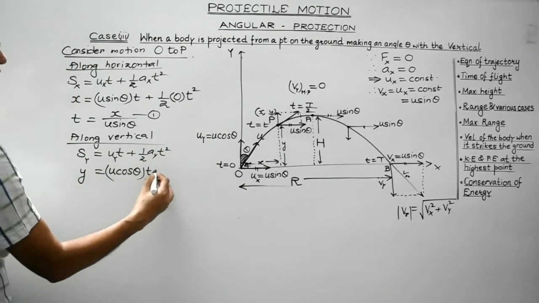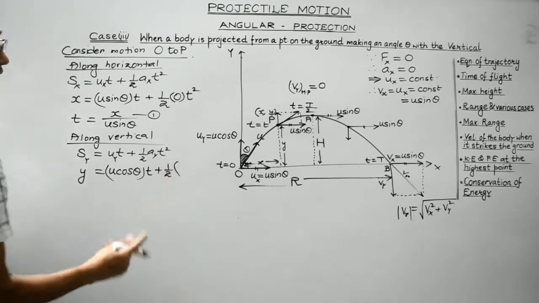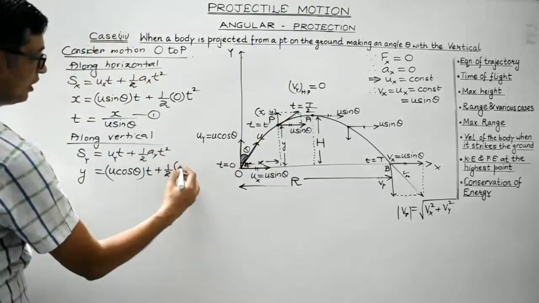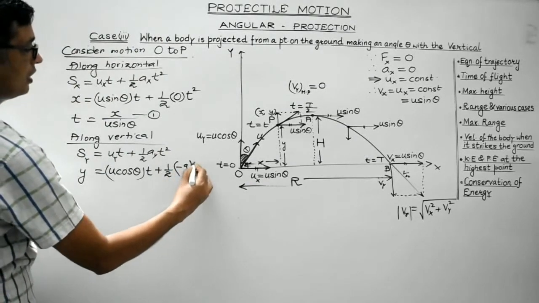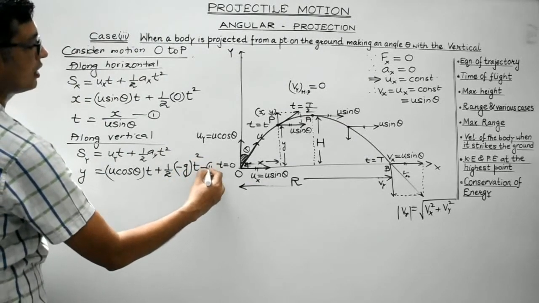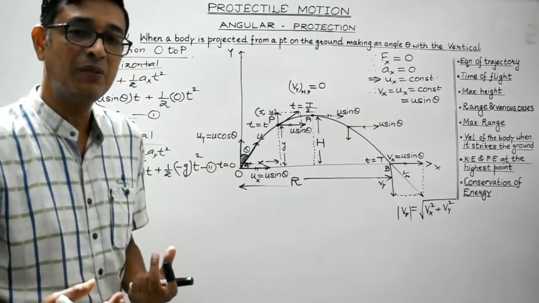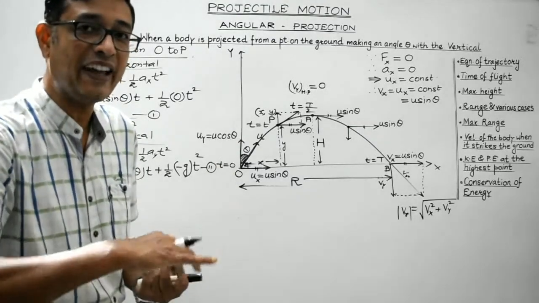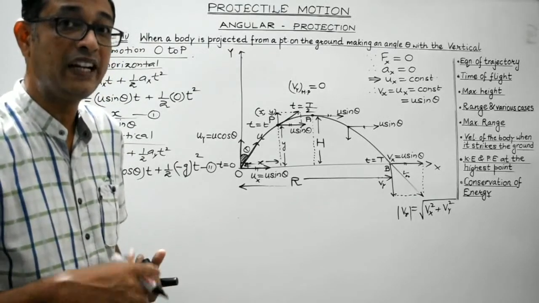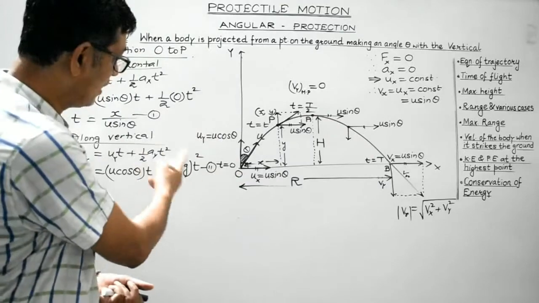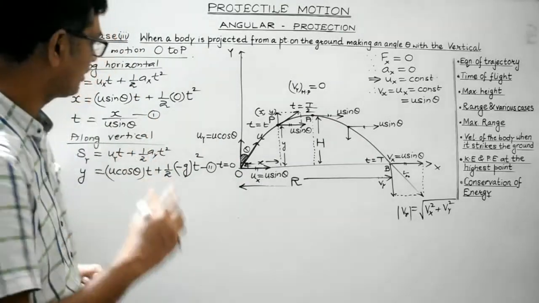T plus half ay, initially the projectile is moving upwards, right? So ay is minus g and it is t square. Put this as equation 2. Now students, equation of trajectory is the mathematical relationship between x and y. So we need to eliminate t. Therefore what we do is substitute the value of t from equation 1 in equation 2. Let's see what do we get.